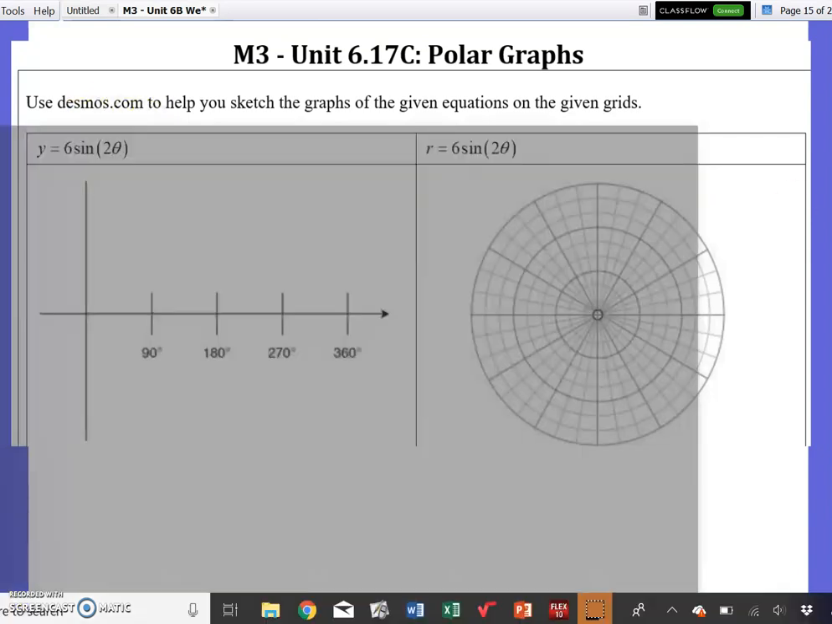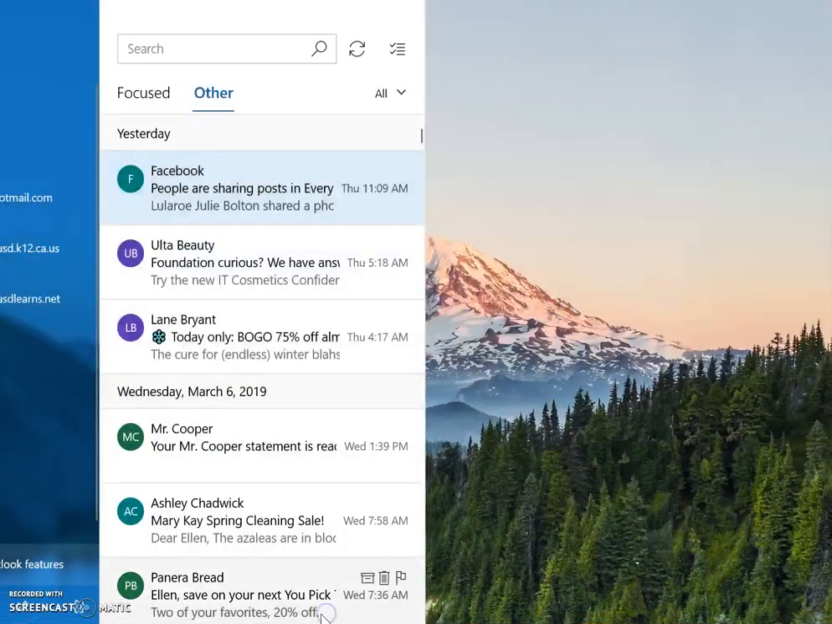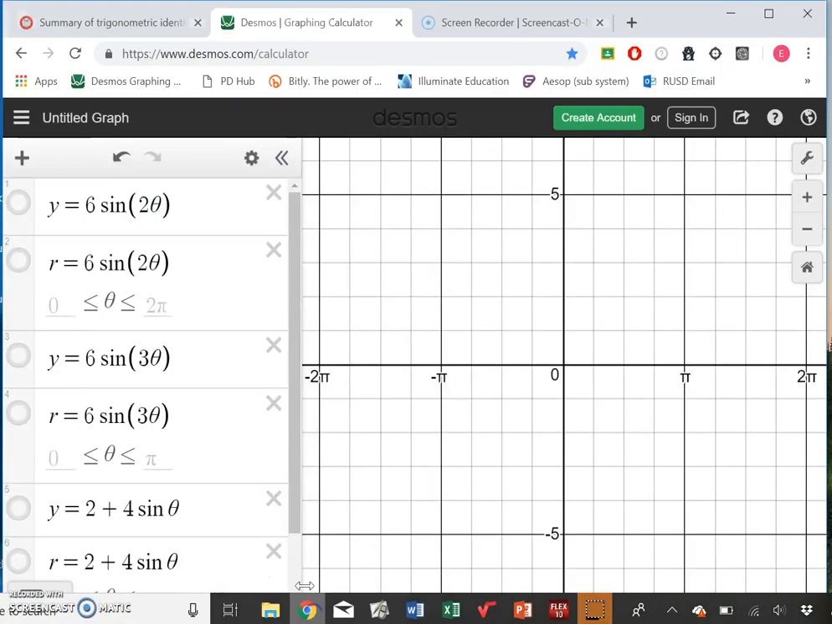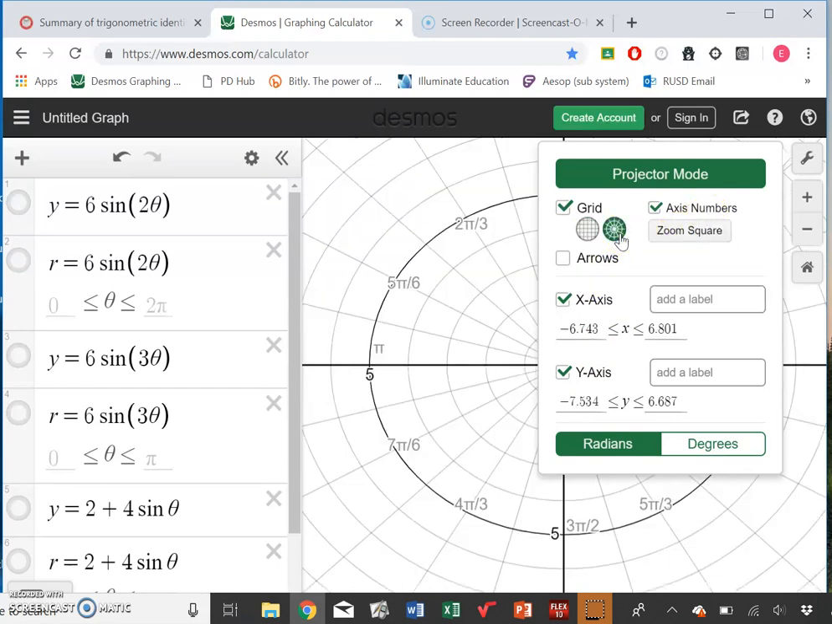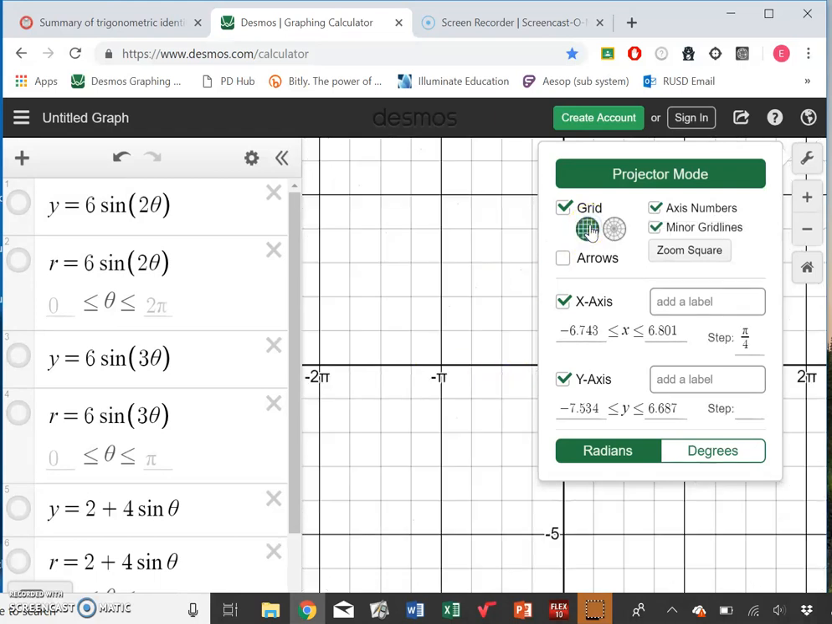So we're going to go ahead and jump over to Desmos and take a look at these graphs. First I have y equals 6 times the sine of 2 theta. I set my window to go from negative 2 pi to positive 2 pi by clicking on the wrench, and I've counted by pi fourths. And then I can switch back and forth to polar grids here.